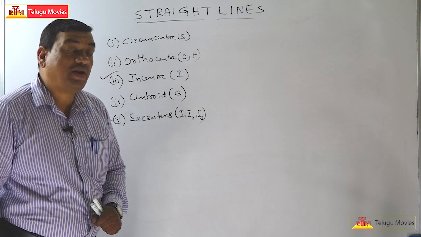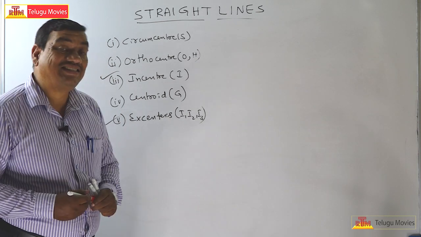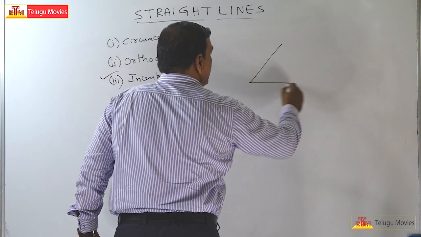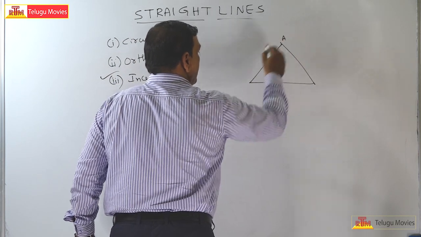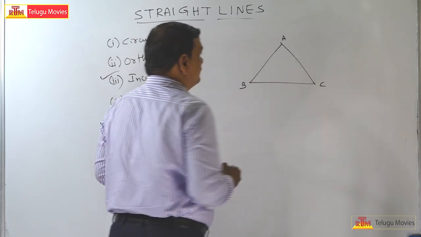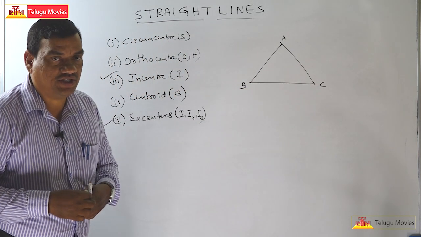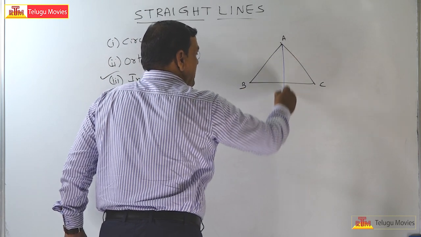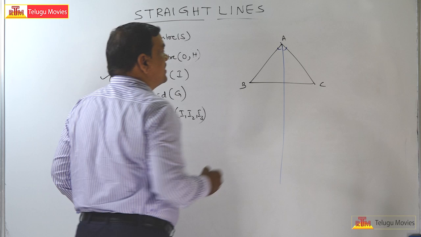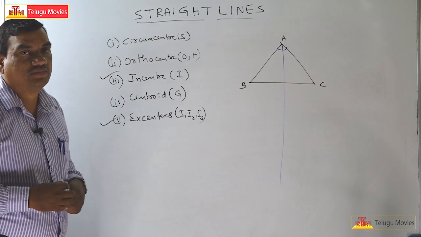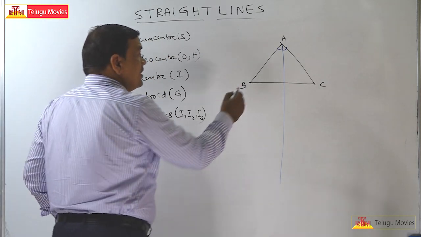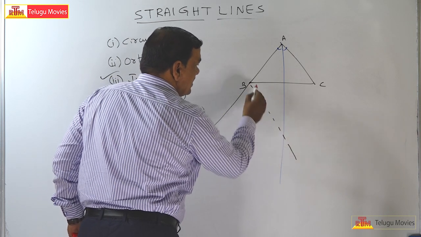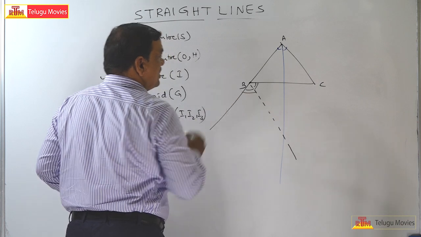Now let me explain what the excenters of a triangle ABC are. Let us take a triangle ABC. This is the internal angle bisector of the angle A. Already I told that, let us see this. This will be the external angle bisector.